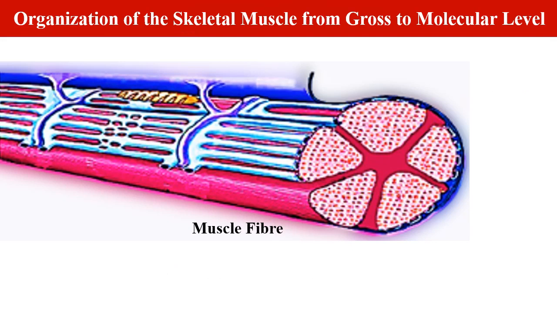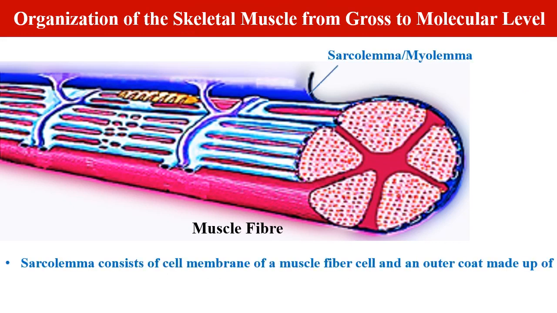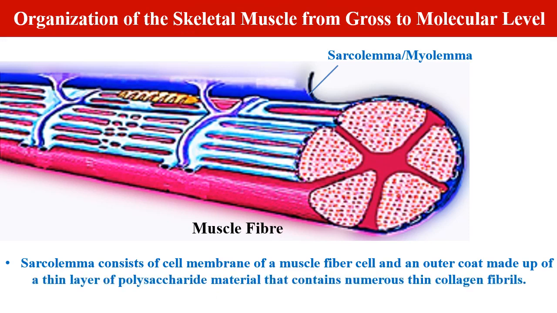As we discussed, muscle fiber is encased by endomysium, but it also is surrounded by its own sarcolemma, which is also known as the myolemma. Myo refers to muscle and lemma refers to membrane. Thus, myolemma is actually the cell membrane of a muscle fiber cell. Sarcolemma consists of the cell membrane of a muscle fiber cell and an outer coat, which is made up of a thin layer of polysaccharide material that contains numerous thin collagen fibrils.